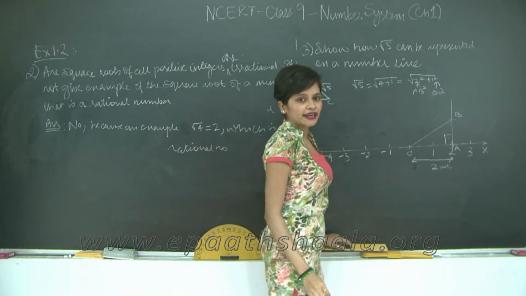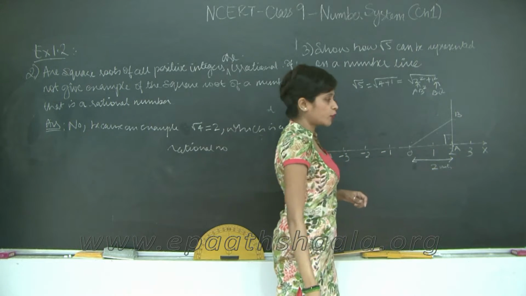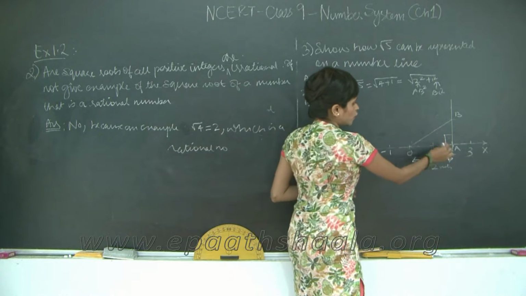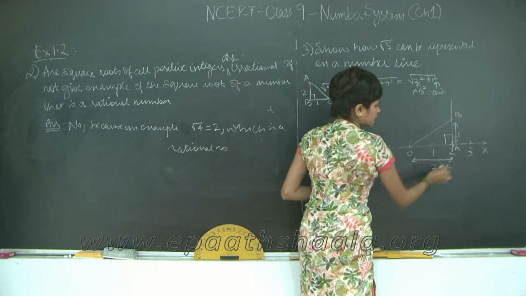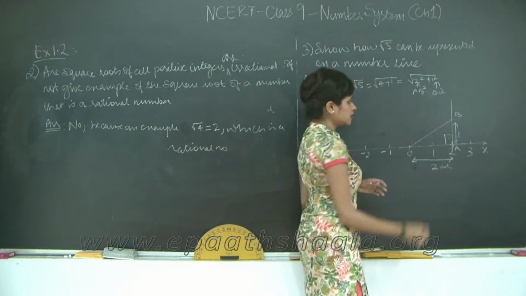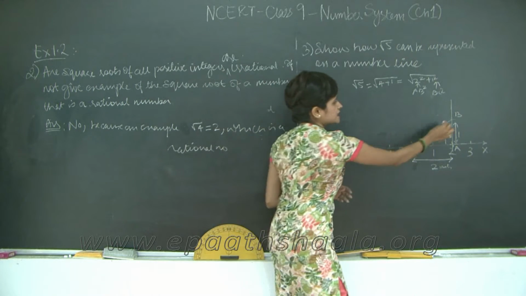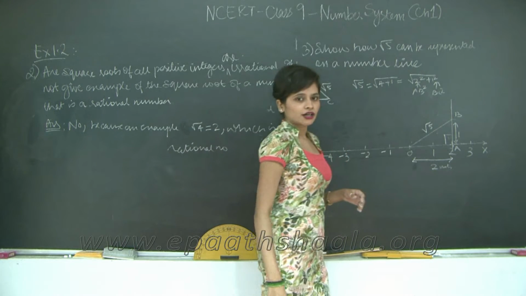So now I have drawn my right angle triangle OAB, which has a right angle at point A. Okay, this is the right angle. So obviously AB is 1 unit and OA is 2 units, right? Therefore, according to the Pythagoras theorem, this is the hypotenuse, which is root of 5. Agreed?